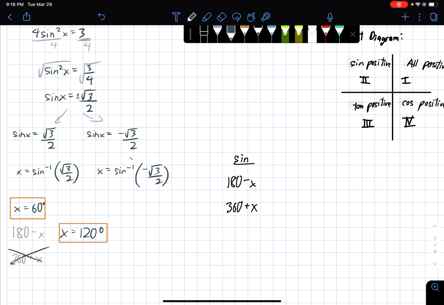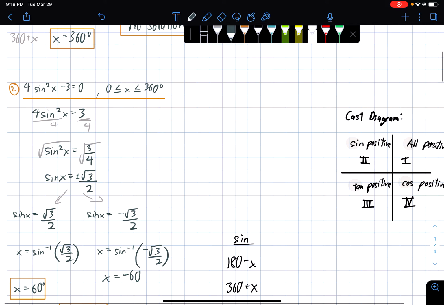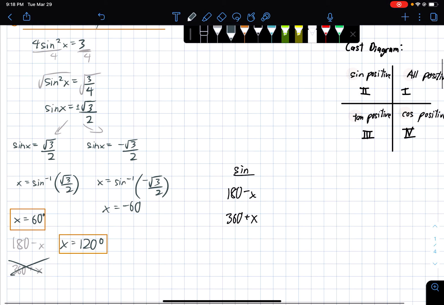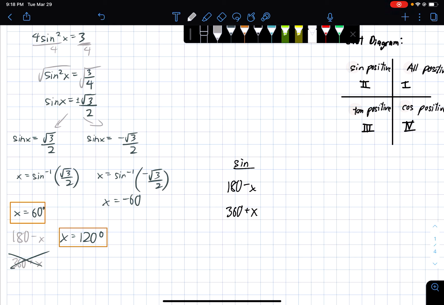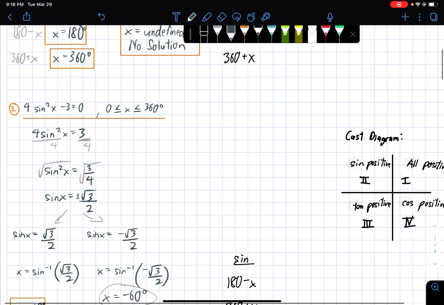So we only have two solutions there. Now let's move to this part. X is equal to the arc sine of negative square root of 3 over 2. The answer, negative 60. So negative 60 is way below the specification, so it's not considered a solution, but we could make use of it in order to find the other solutions, which are technically considered a solution, provided that they fall within the specification.